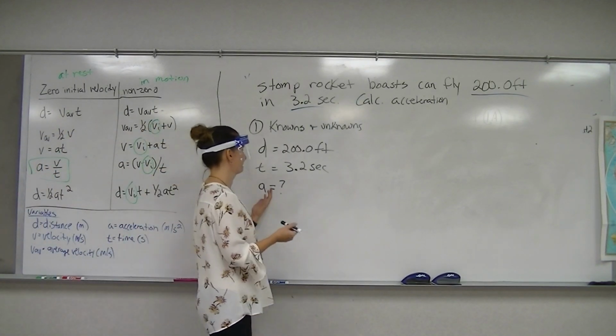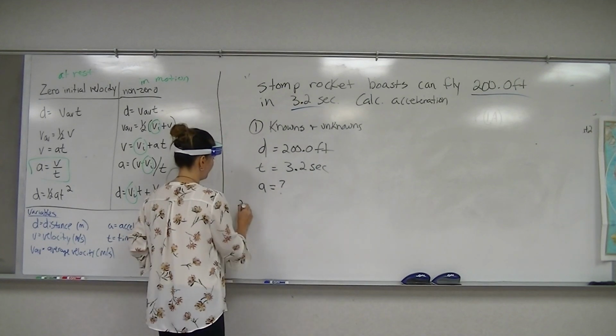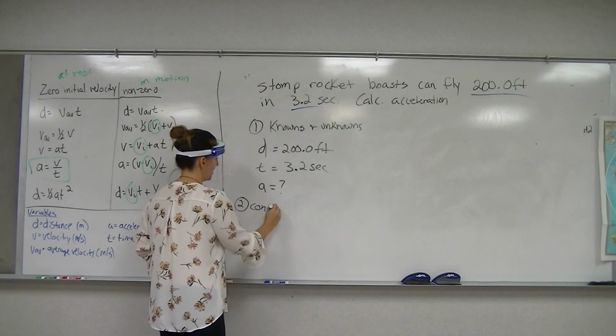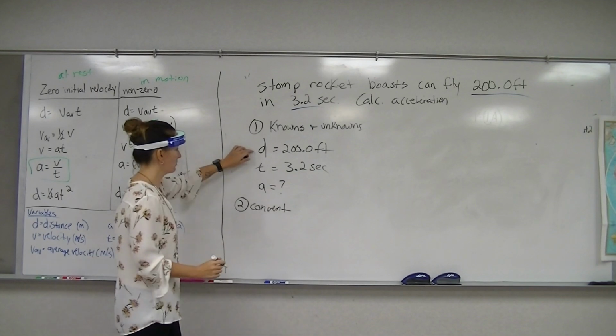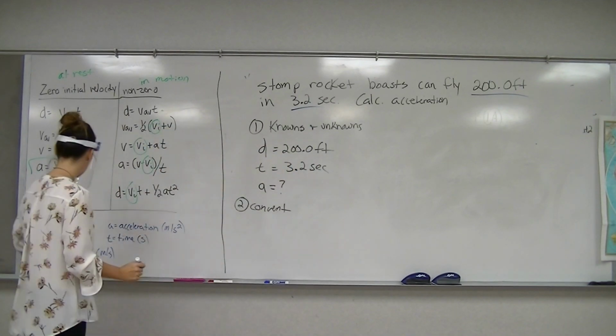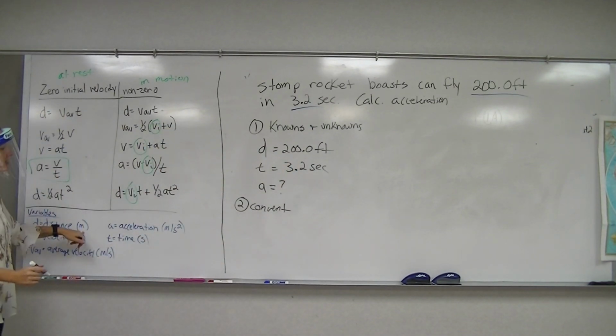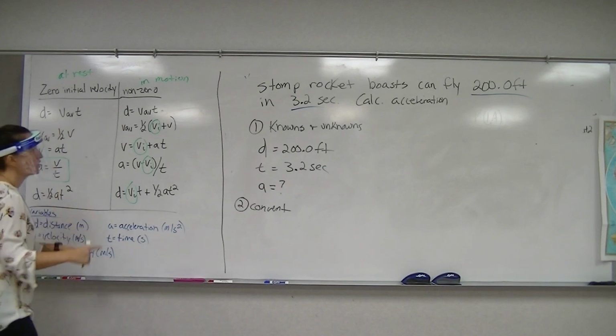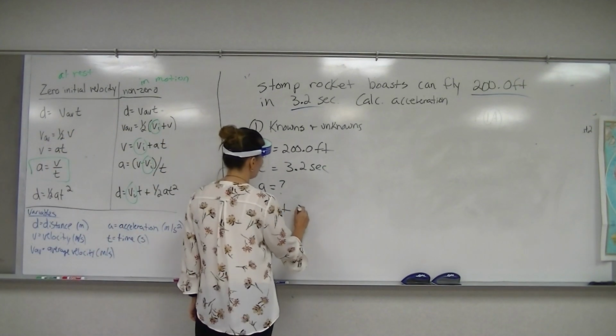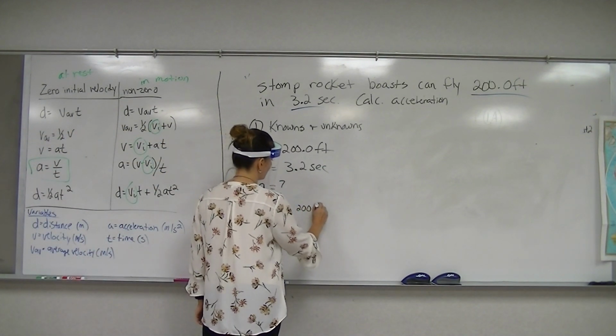So, second step is, do we need to convert? Convert if necessary. And we do. We just said when we looked at distance, we're like, okay, that is distance, but we need it in meters to use any of these equations. So we're going to convert 200 feet to meters.